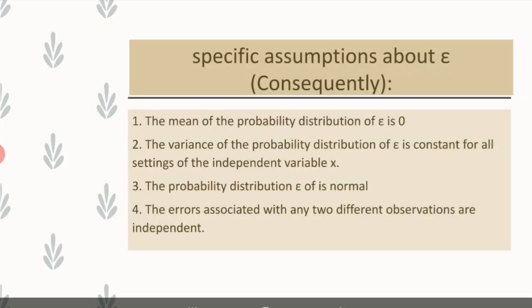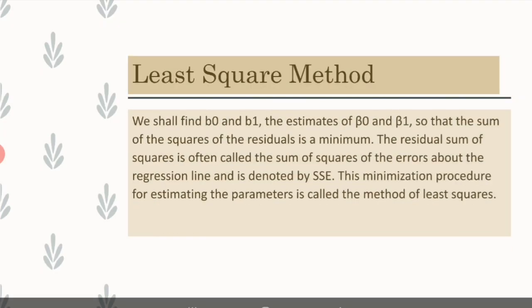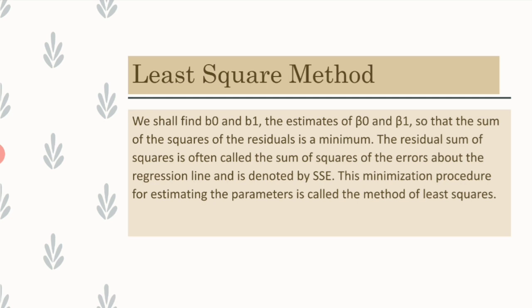Now, that is the least square method. With this method, we can solve simultaneously two computing formulas for b0 and b1. So, we shall find b0 and b1, the estimates of beta 0 and beta 1, so that the sum of the squares of the residual is a minimum. The residual sum of squares is often called the sum of squares of the error about the regression line and is denoted by SSE. This minimization procedure for estimating the parameter is called the method of least square.